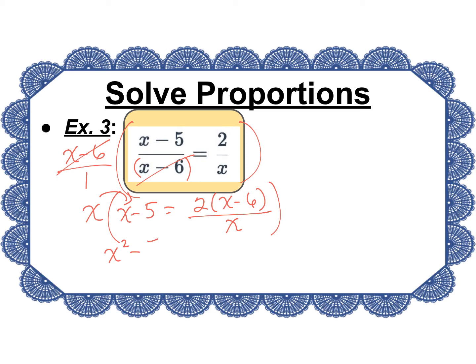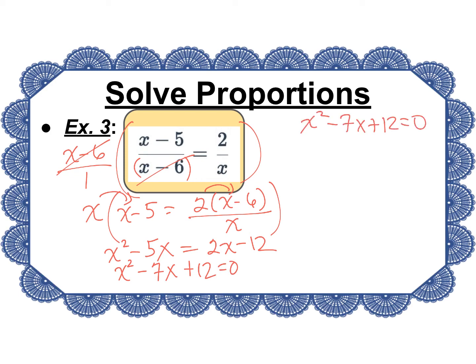So we get x squared minus 5x equals, I'm going to distribute the 2, so we get 2x minus 12. It's a quadratic, so I want to put it in standard form, combining like terms. So I'm going to subtract the 2x over to get negative 7x, and I'm going to add the 12. And now we're ready to factor. So I want to think of two numbers that multiply to 12 and add to negative 7. It's going to be negative 3 and negative 4.